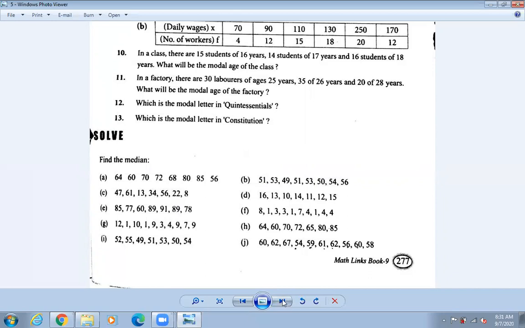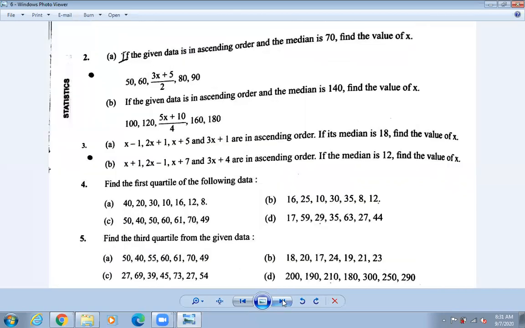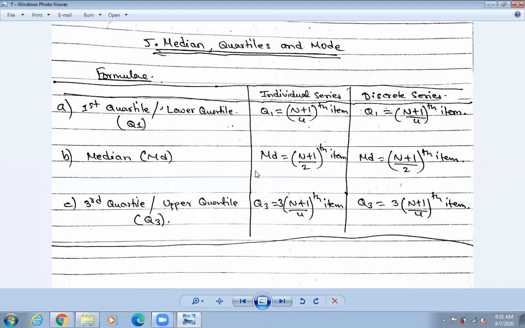Okay, so let me go with the formula first. Here is the formula of median, for individual series and discrete series. Continuous series is also there, but in class 9 we are not going to learn it. In optional math you may learn it or not, I don't have much idea about that one, I have forgotten. So here only individual series and discrete series we are going to learn.